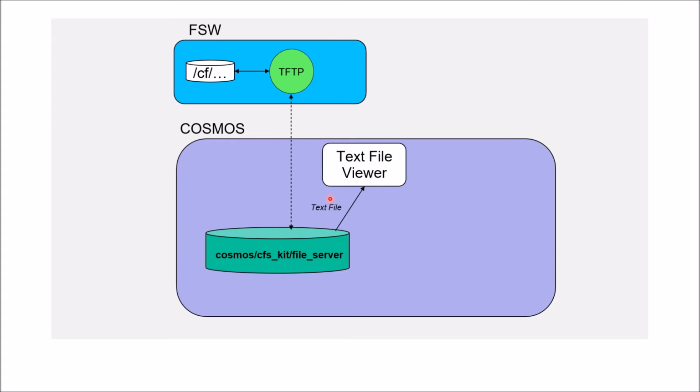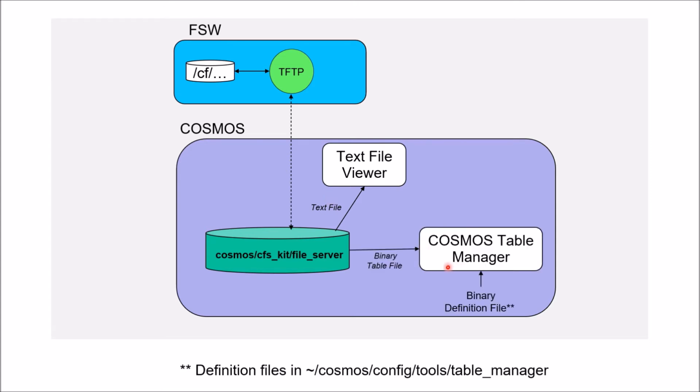Different ground tools are used to view flight software files. The text file viewer generically refers to any tool that can view a text file. The Cosmos Table Manager is used to view most binary files. It is not suited for binary files with variable length records. The CFE file viewer is used to view files that aren't suitable for Table Manager. Custom code needs to be written for each file.